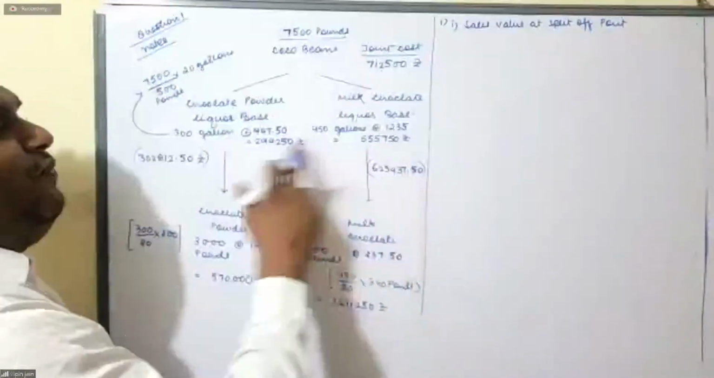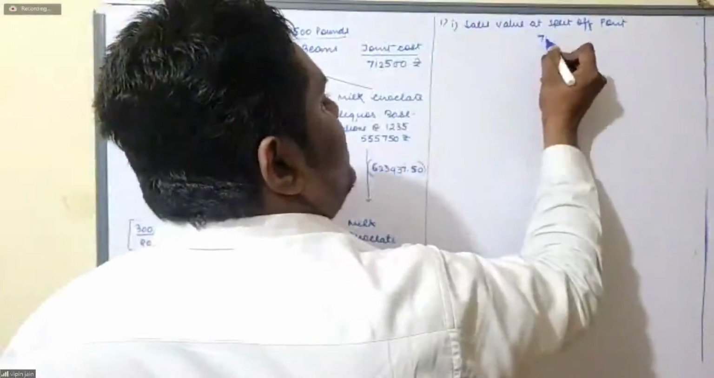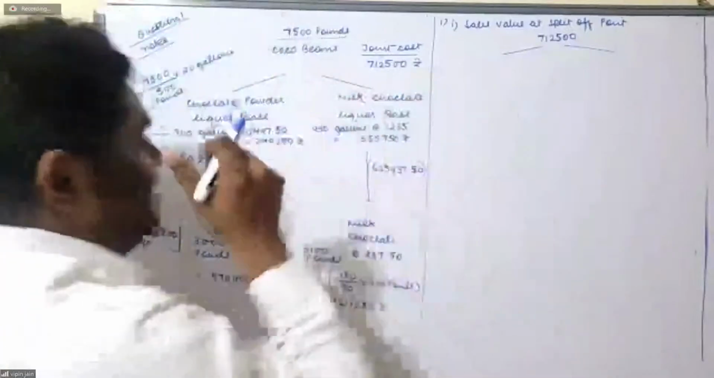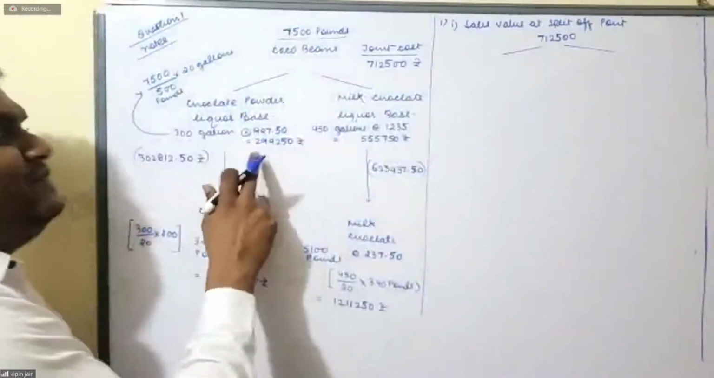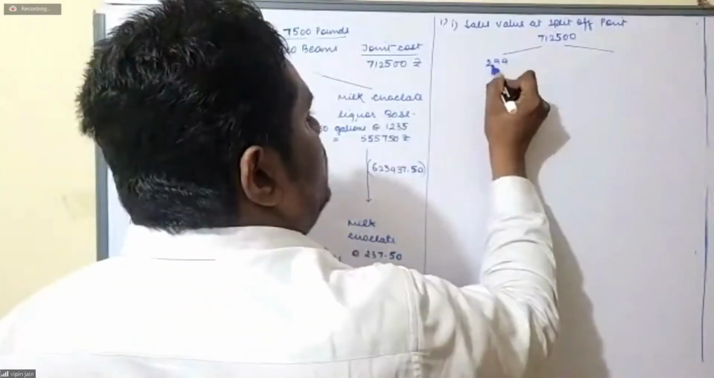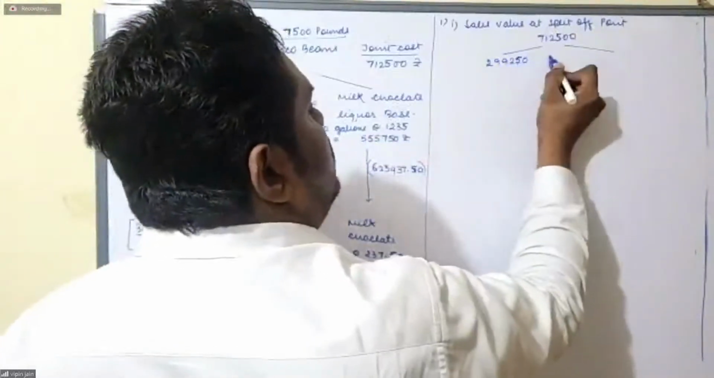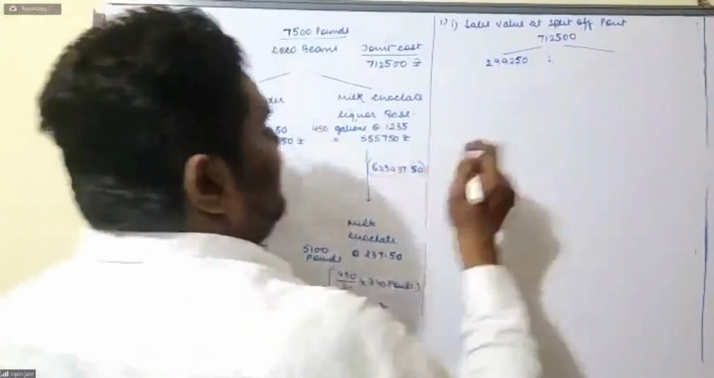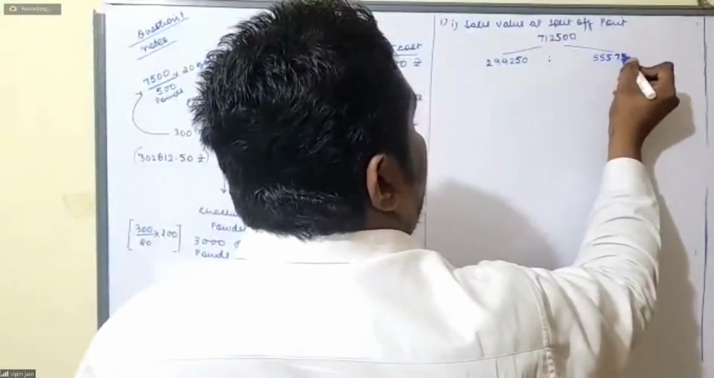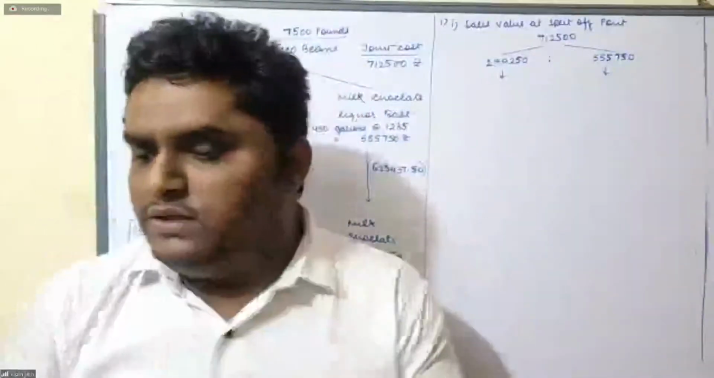So this is my split-off point and we have already calculated the sales value. So 7,12,500 will be distributed in the ratio of what? This is my sales value at split-off point. So this will be distributed in the ratio of 2,99,250 is to 555,750. So let's distribute the joint cost.